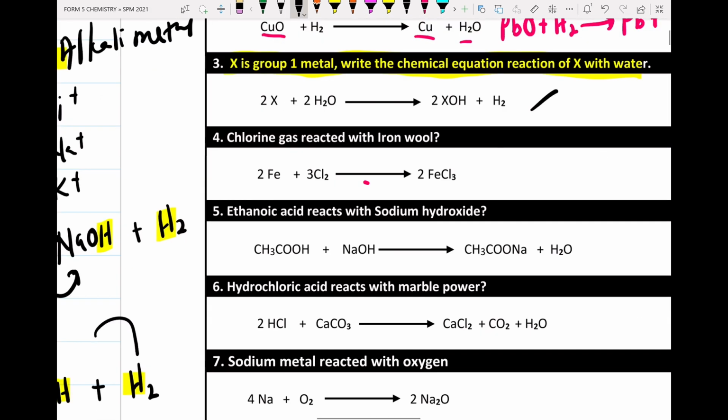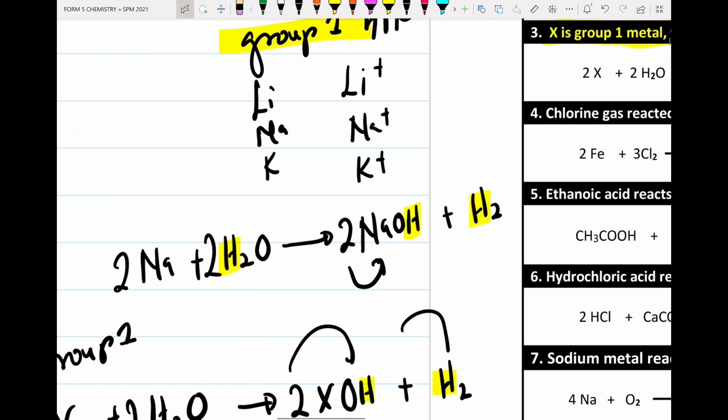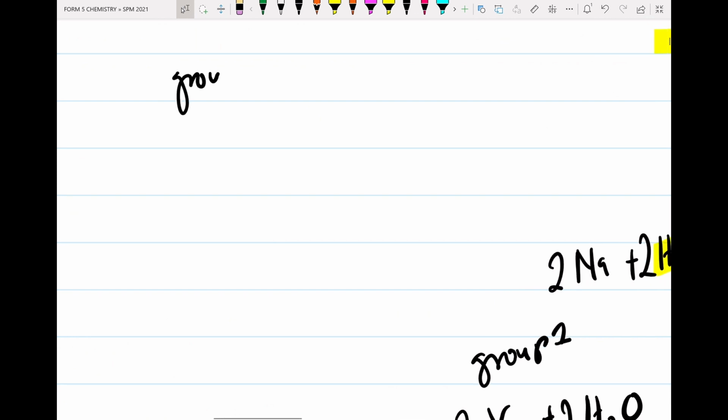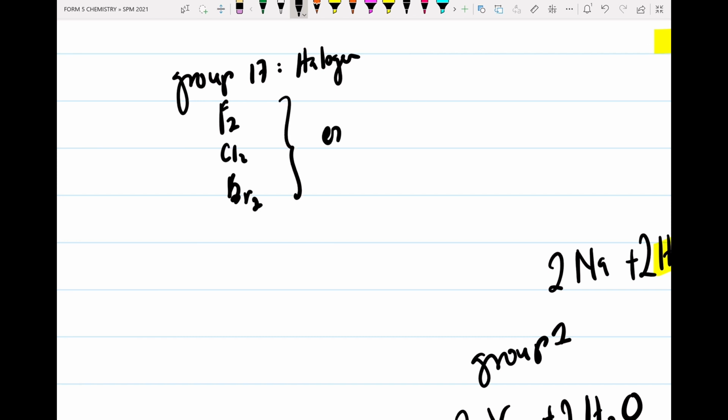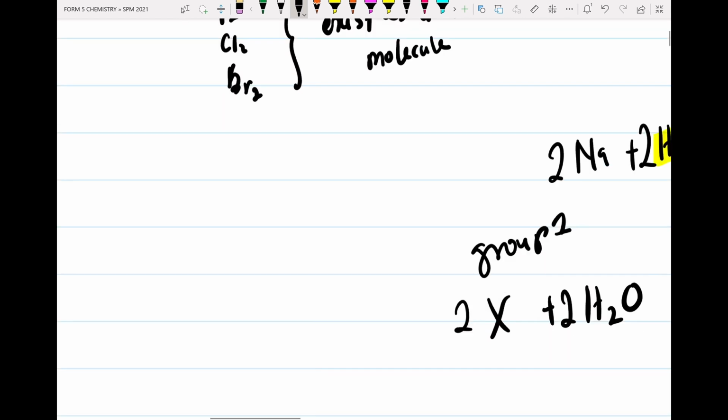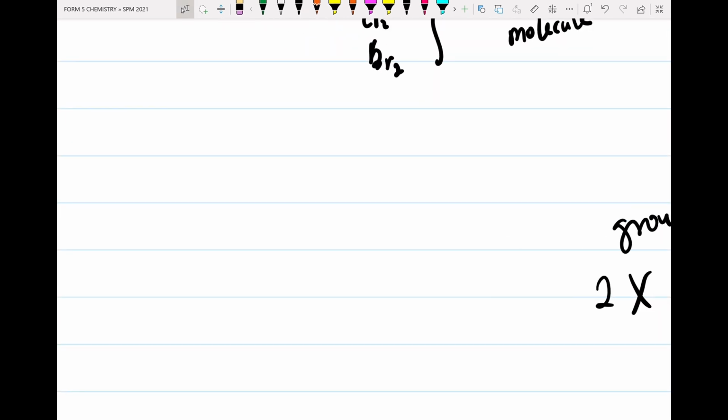All right, so next one, remember group 17 elements. Group 17 elements are known as halogens. Under group 17 we have fluorine, chlorine, bromine and iodine. They exist as diatomic molecules. This group 17 halogen can react with iron wool, can react with water, and also can react with sodium hydroxide.